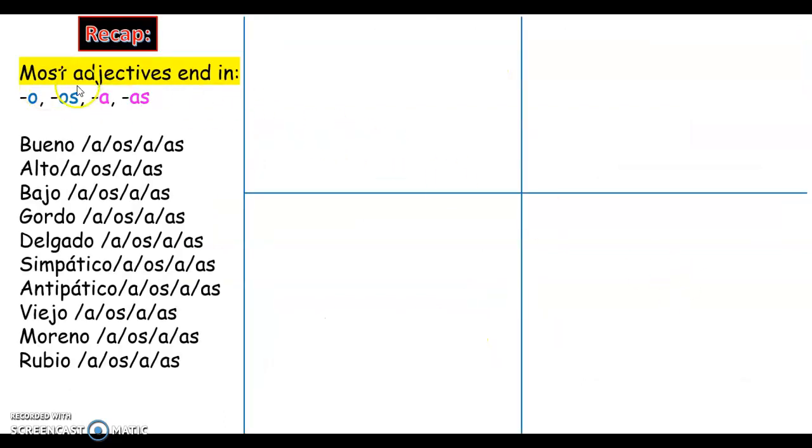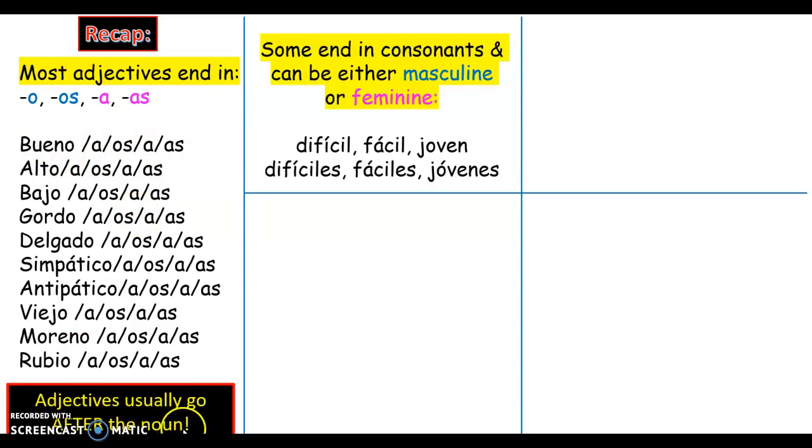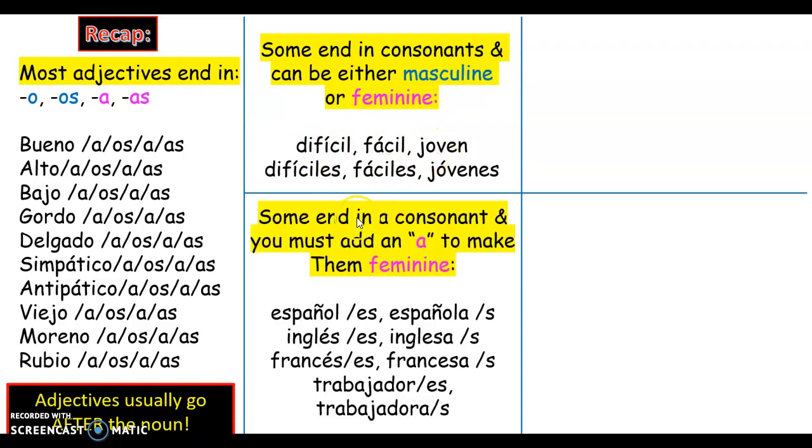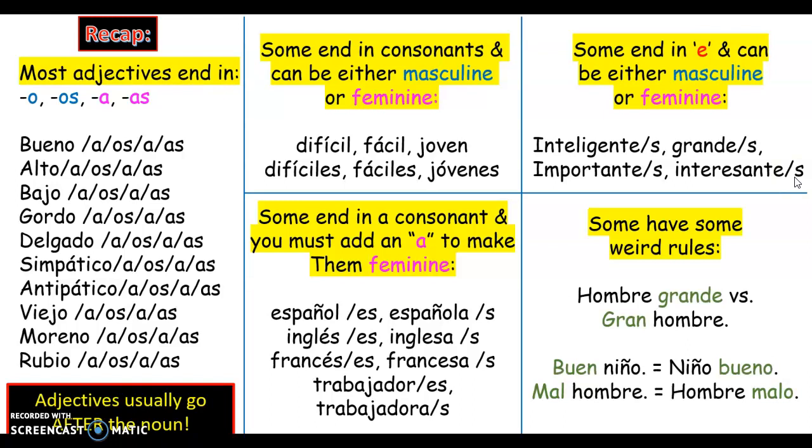So let's recap. Most adjectives end in O, and they're pluralized with an S, or an A and an AS. Bueno, buena, buenos, buenas, etc. And they usually go after the noun they modify. But some end in a consonant, and they can be either masculine or feminine. Some end in a consonant, and you must add an A to make it feminine. And these are usually the nationalities and then the word trabajador. Some end in an E and can be either masculine or feminine, and you pluralize with an S. And some just have some weird rules, like hombre grande versus gran hombre, or these are synonymous. Buen niño, niño bueno. Mal hombre, hombre malo.